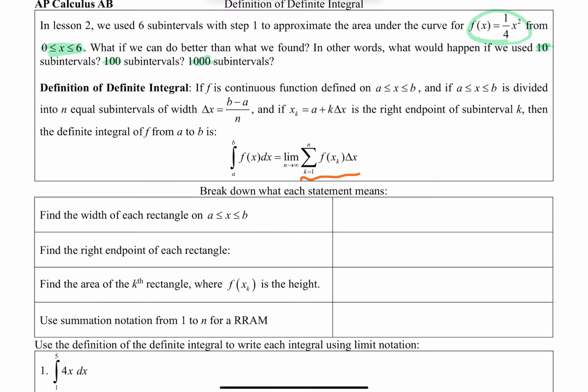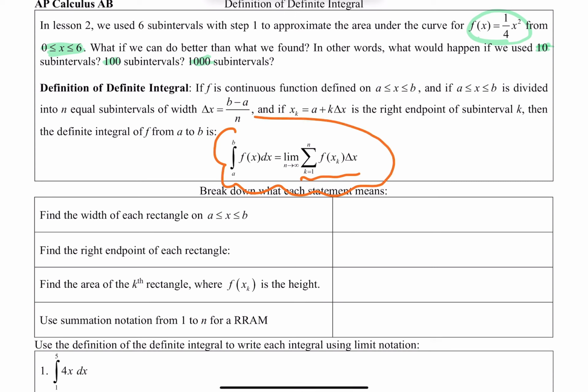So the definition of a definite integral is if f is a continuous function defined on a to b, and if a to b is divided into n equal subintervals of width delta x is equal to b minus a over n, and if x sub k is the right endpoint of subinterval k, then the definite integral of f from a to b is this lovely thing right here.